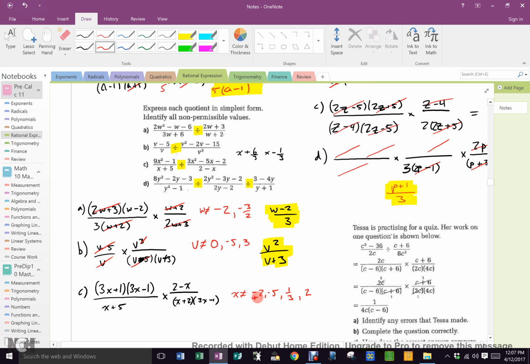So plus or minus 2. And then we'll do our canceling. 3x minus 1, 3x minus 1. Now, these two are pretty similar, yes? So if I take a negative 1 out of there, then these guys can go. So I end up with negative 3x plus 1 over x plus 5.